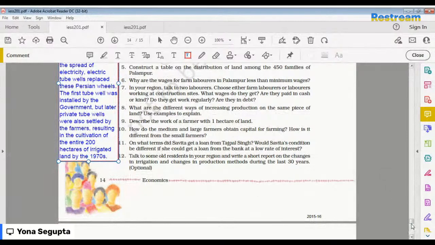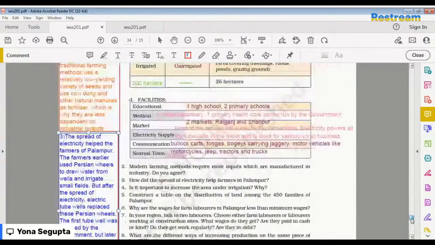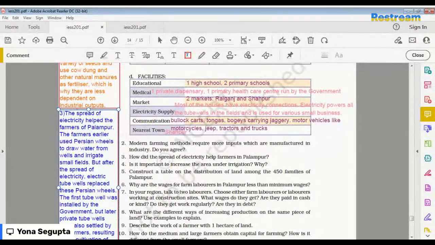Okay. Next one. We have got this, right? After number three, we will be doing number four. Is it important to increase the area under irrigation, and why? Okay. So the answer: it is important to increase the land under irrigation, because farming is the main source of income for the maximum part of the population in India, and only less than 40% of the land is cultivated in the country, and farmers are dependent on the erratic monsoon season.